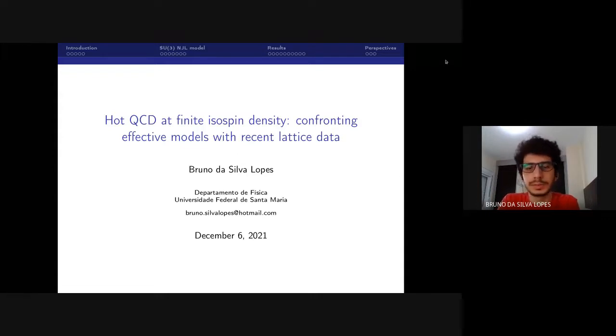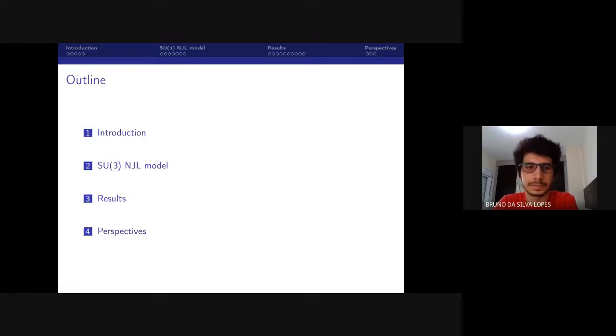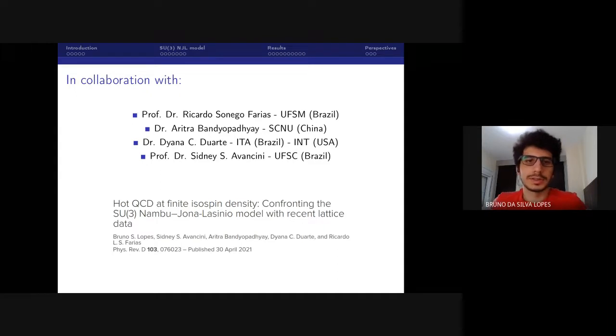So my name is Bruno da Silva Lopes, and today I'll talk about a recent work we published this year titled Hot QCD at Finite Isospin Density, Confronting Effective Models with Recent Lattice Data. I'll follow this outline, and this work was done in collaboration with Professor Ricardo Farias, Aritra Bandyopadhyay, Diana Duarte, and Sidney Avancini.